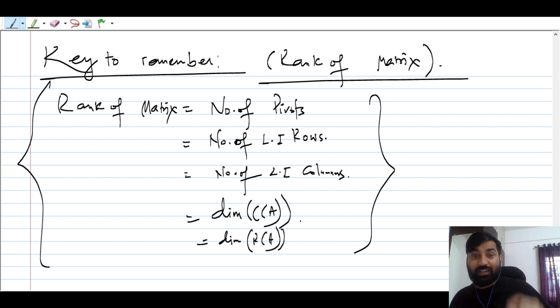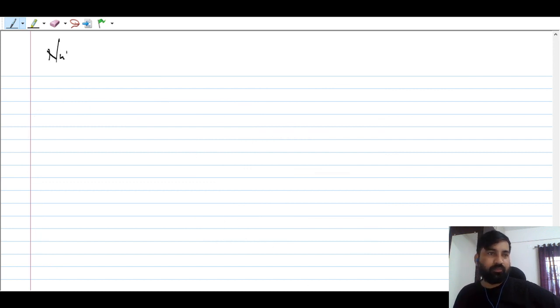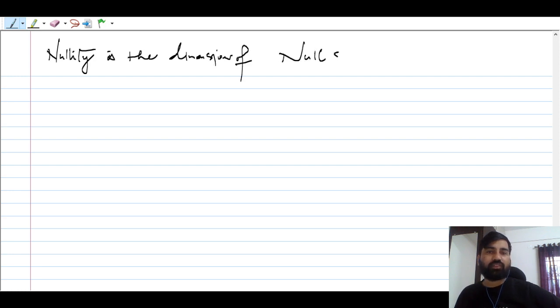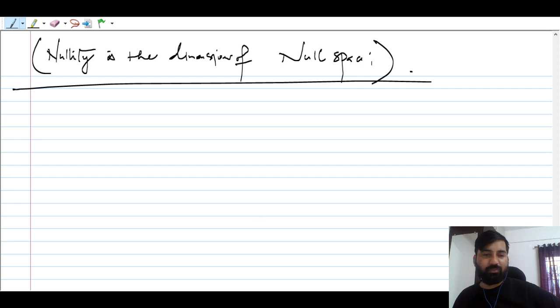Don't compare nullity, and don't take nullity as the rank of the matrix. Nullity is the dimension of the null space. Nullity is what? Nullity is the dimension of the null space. Please remember these points.